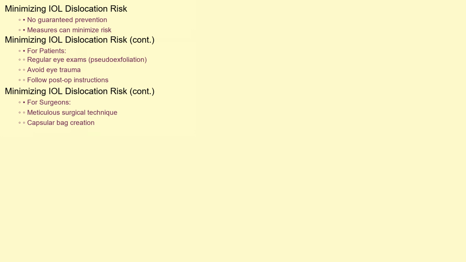Unfortunately, there's no guaranteed way to prevent IOL dislocation altogether. However, certain measures can minimize the risk. If you have pseudoexfoliation syndrome, regular eye exams are crucial for early detection of potential problems. Avoiding eye trauma and following your surgeon's post-operative instructions carefully after cataract surgery are also important. For surgeons, meticulous surgical technique during the initial cataract surgery, particularly during capsular bag creation, is paramount.